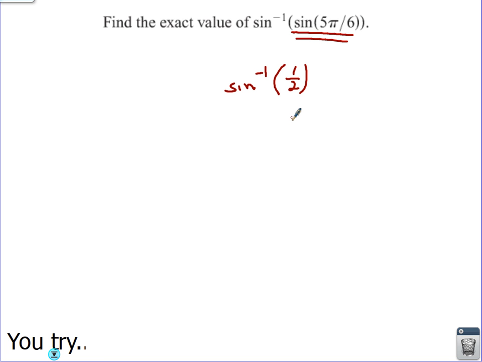When you're using the inverse sine, it's going to give you an answer between negative 90 and positive 90. 5 pi over 6 is not between negative 90 and positive 90. Inverse sine of 1/2 is going to be in the first quadrant. It's going to be positive. Since this is positive, it's going to be between 0 and 90. Sine of what angle is 1/2? 30 degrees. Or, since that's in radians, 180 divided by 6 is 30, pi over 6.